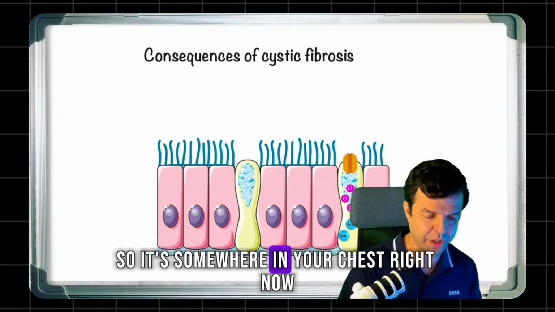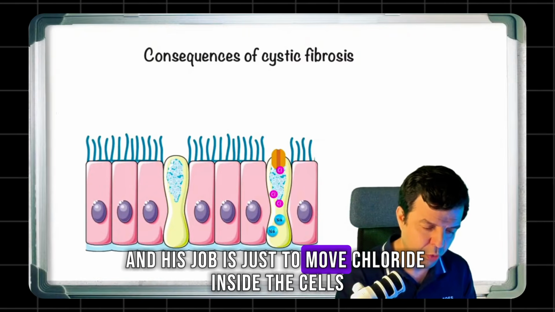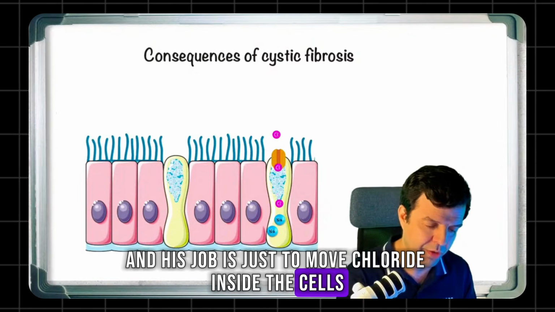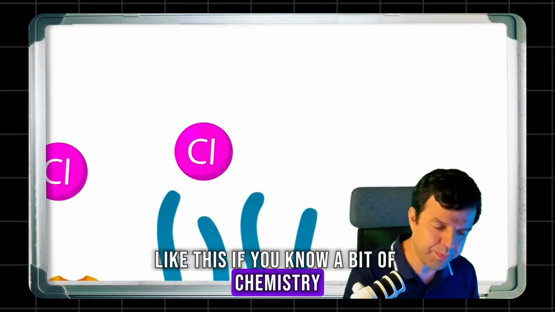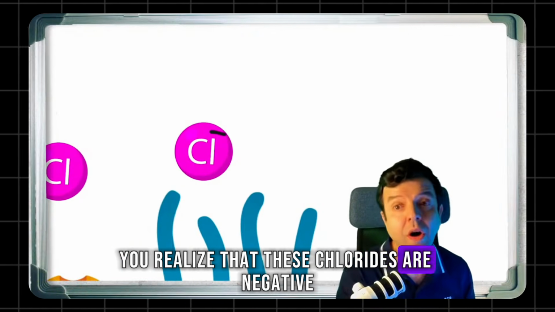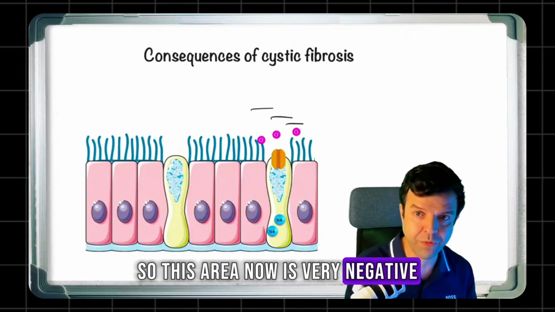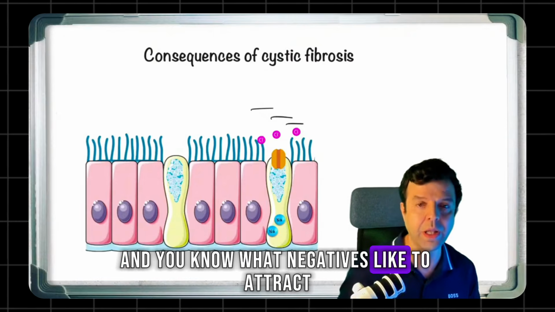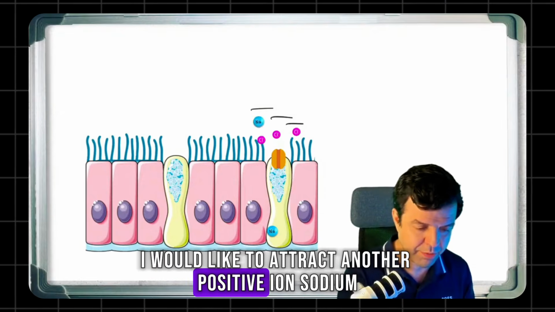So it's somewhere in your chest right now, and its job is just to move chloride inside the cells to the outside. Okay? Like this. If you know a bit of chemistry, you realize that these chlorides are negative. So this area now is very negative. And you know what negatives like to attract? They would like to attract another positive ion, sodium.